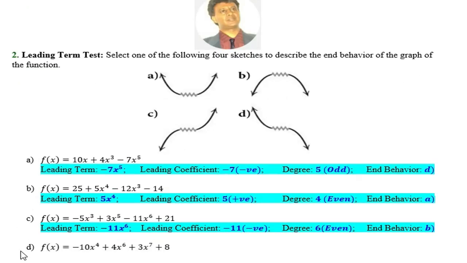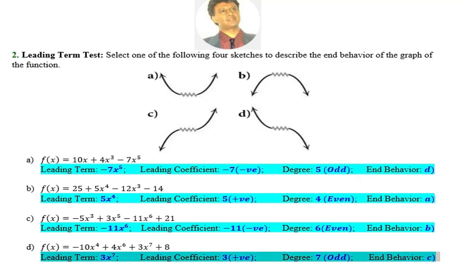D, f of x equals minus 10x to the 4 plus 4x to the 6 plus 3x to the 7 plus 8. The highest degree is 7. That means the leading term is 3x to the 7.